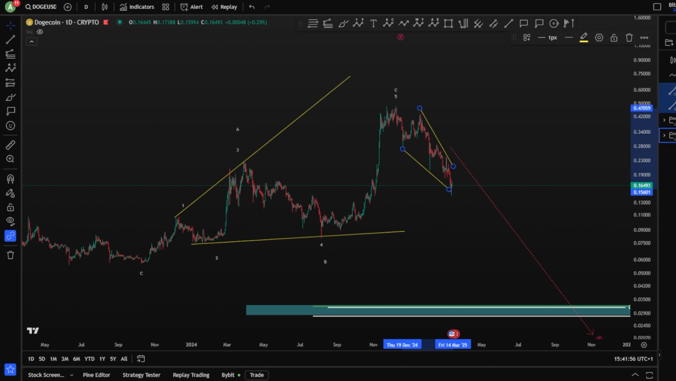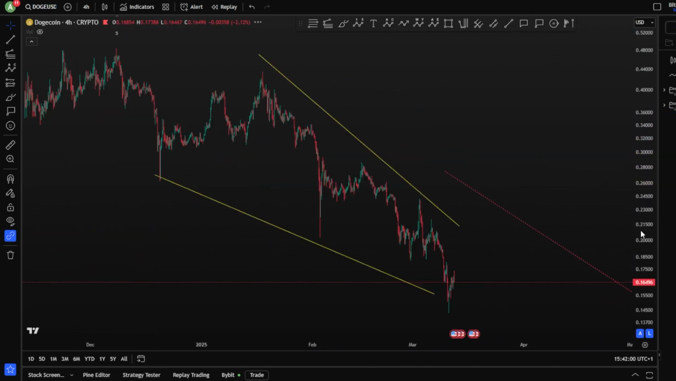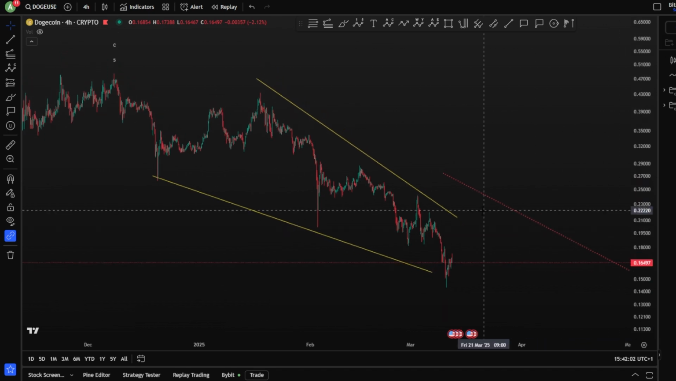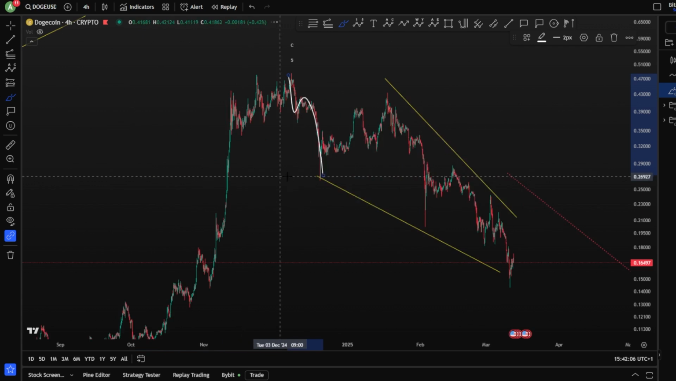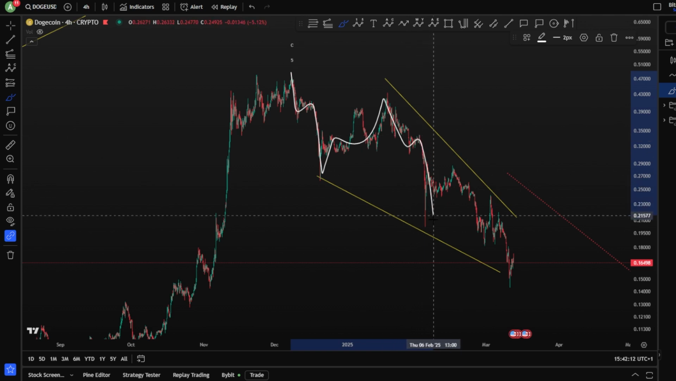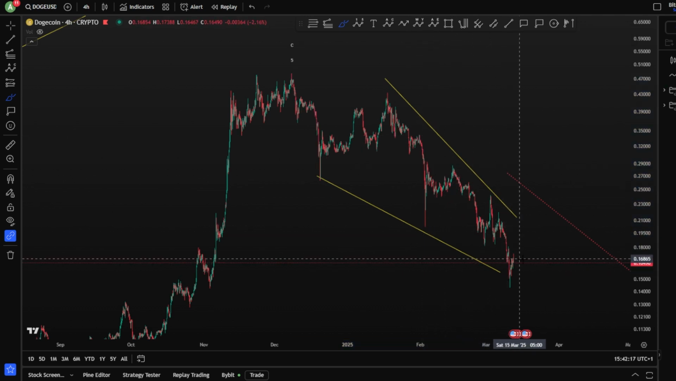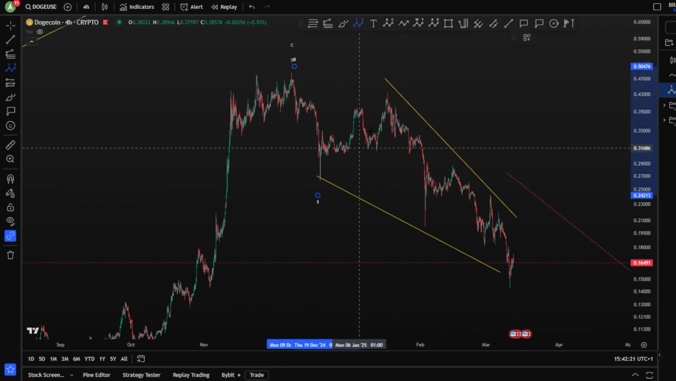So we have to be careful with Doge. It doesn't look really good. As we can see inside this move, we have 3 waves down here, which is a signal of a leading diagonal when you start with a zigzag correction, 3 waves down again, correction, and then 3 waves down again as a zigzag. Perfect leading diagonal, to be honest. So we have to be careful.